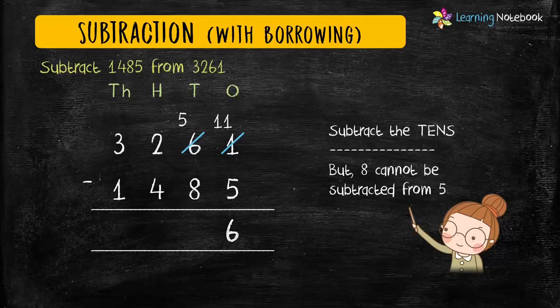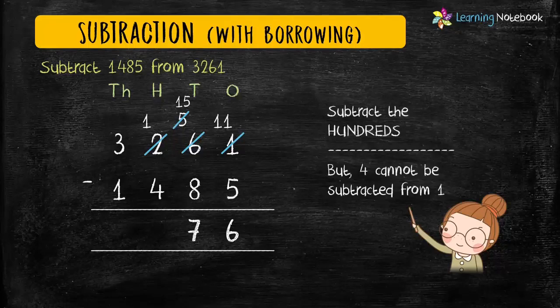So let's borrow from hundreds place. So 2 becomes 1 and 5 becomes 15. Now we can subtract the digits at tens place. That is 15 minus 8 equals to 7. Now students, let's subtract the digits at hundreds place. But again 4 cannot be subtracted from 1. So let's borrow from thousands place.